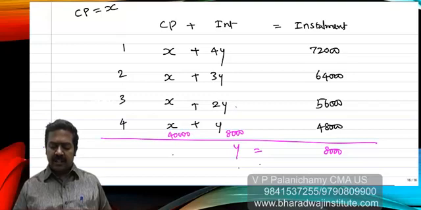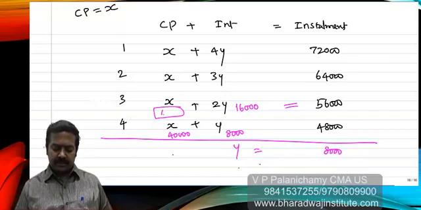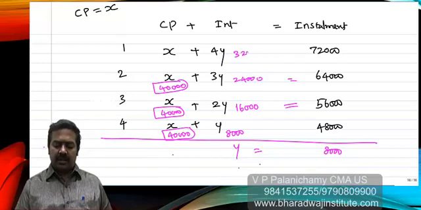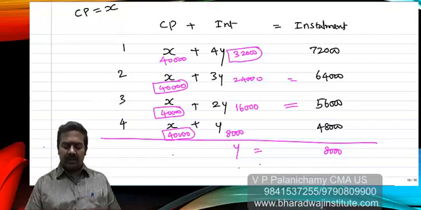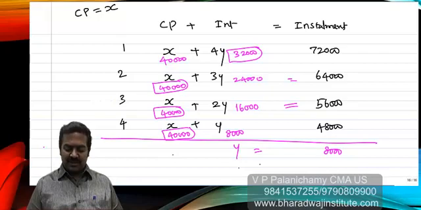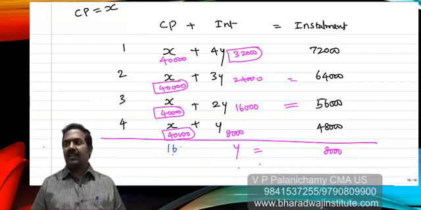2y is 16,000. 56,000 minus 16,000, how much do you get? 40,000. Then 3y would be 24,000. 64,000 minus 24,000, how much would it be? 40,000. For the first year, 4y will be 32,000. 72,000 minus 32,000 is 40,000. So the cash price paid, 40 plus 40 plus 40 plus 40, only 4 times, how much? 1,60,000.